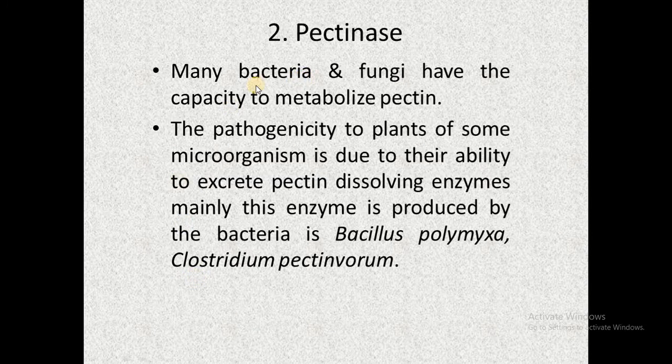Next is pectinase. Many bacteria and fungi have the capacity to metabolize pectin. The pathogenicity to plants of some microorganisms is due to the ability to excrete pectin-dissolving enzymes. Mainly this enzyme is produced by the bacteria Bacillus polymyxa and Clostridium pectinovorum. So this is about the pectinase.